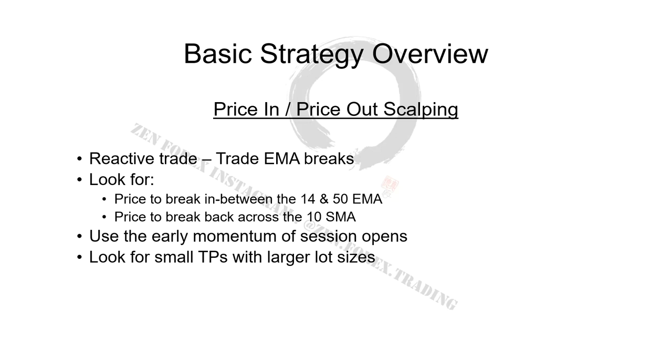above. So if we have our EMAs stacked in the correct order, let's talk about an uptrend: the 10's above the 14, the 14's above the 50. We're looking for price to break below the 14 and kind of range in between the 14 and the 50, and then break back up through the 14. That's when we're going to take our trade. That's in an uptrend in a bullish market, taking a buy. It'd be the opposite for a sell trade in a bearish market, obviously.